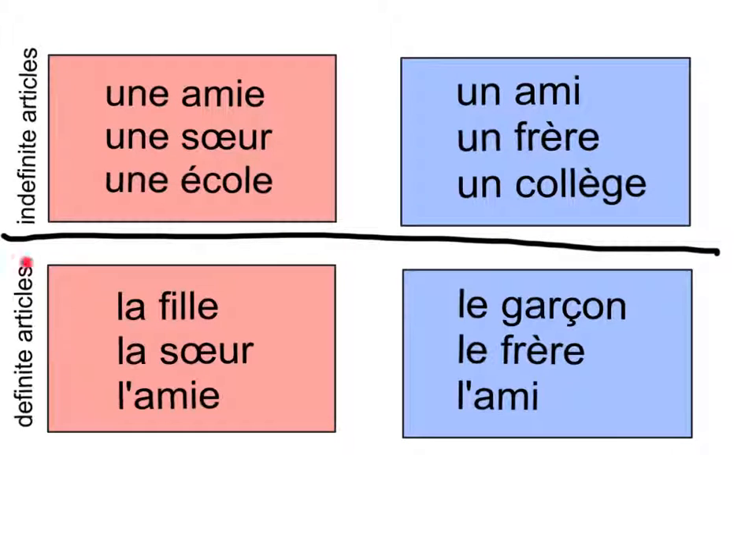Down here, we have definite articles. They look a little bit different. See, there are these words in front here. They're different from the ones we saw up here, but they're all still articles. So we have la fille, la sœur, l'ami. These are feminine. Over here we have le garçon, le frère, l'ami. These are all masculine.